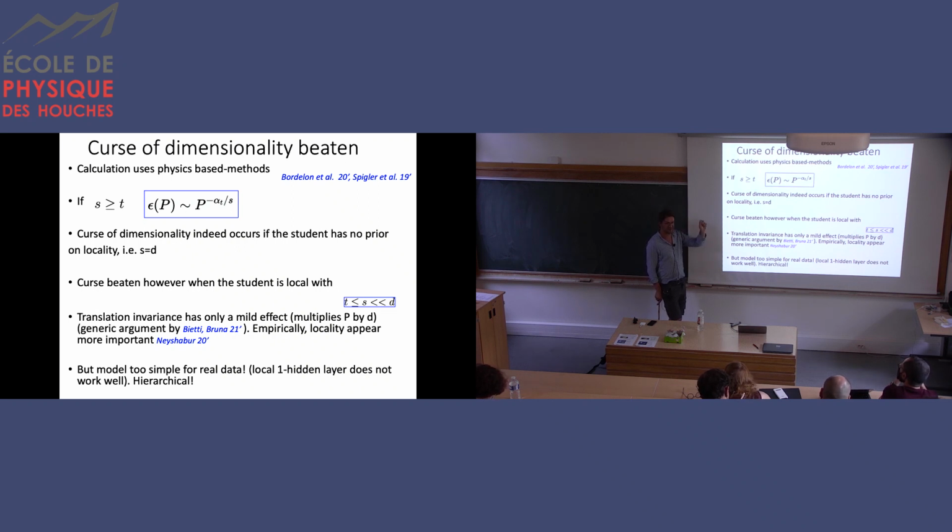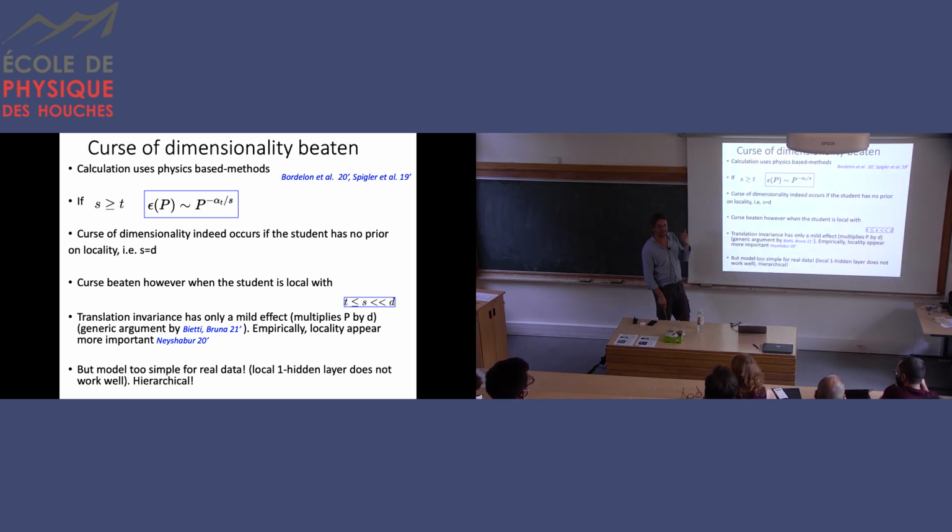For the other definition of locality, which is just depending on a few pixels, that's much better understood. So what you find is that, yes, if you don't have a good prior as a student, you will be cursed. You will not be able to actually do the job. But if you have a good prior, if D is much larger, the best thing to do is to take S to be equal to T, and then you have a favorable exponent that does not go to 0 if you take the limit D going to infinity. Okay?